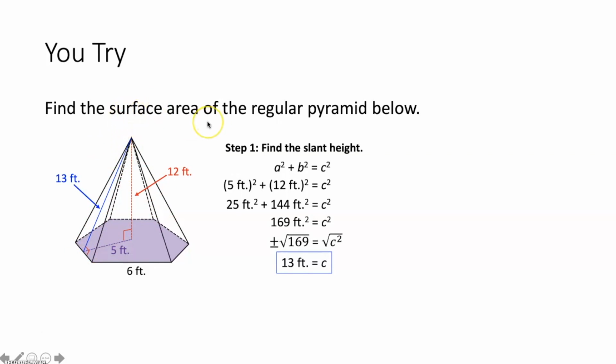So now that we know our slant height is 13 feet, we can go about solving for the surface area of this regular pyramid. So remember, the surface area of a regular pyramid formula is surface area is equal to the lateral area plus the area of a base.